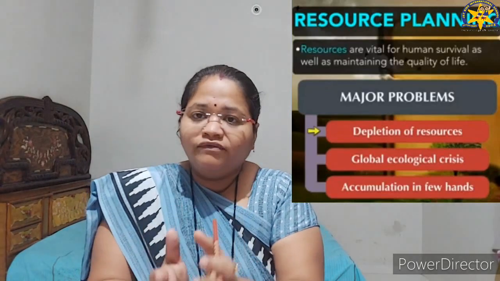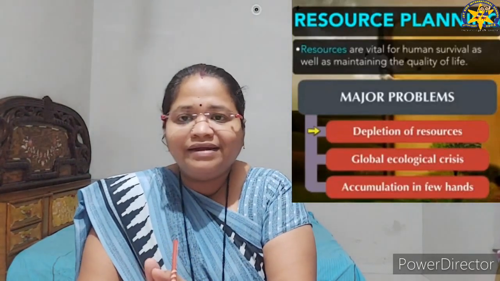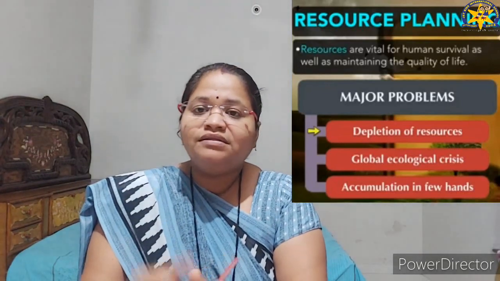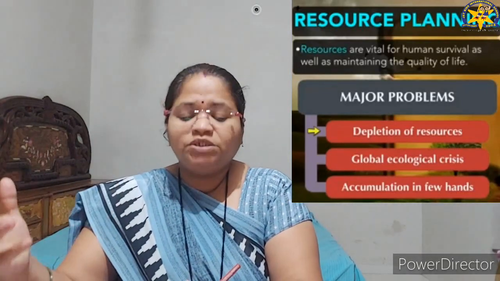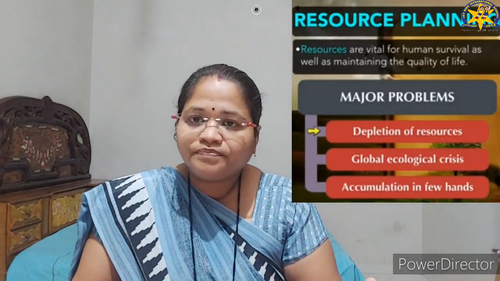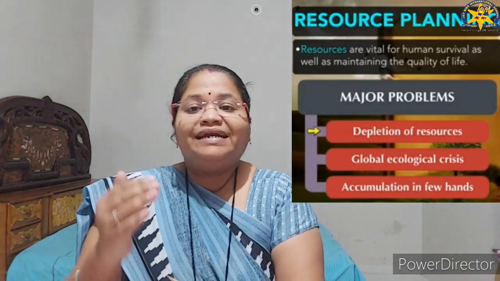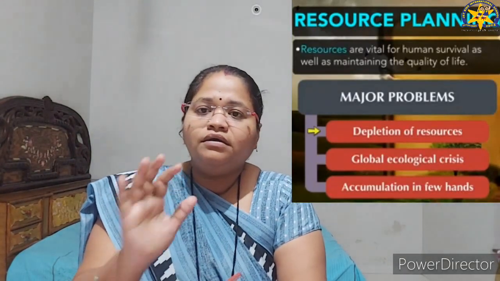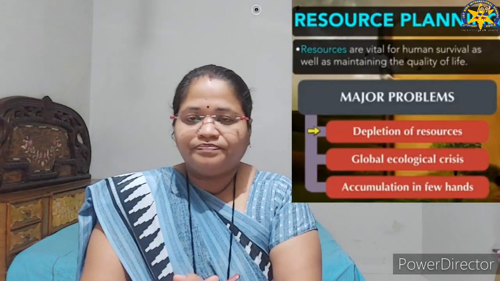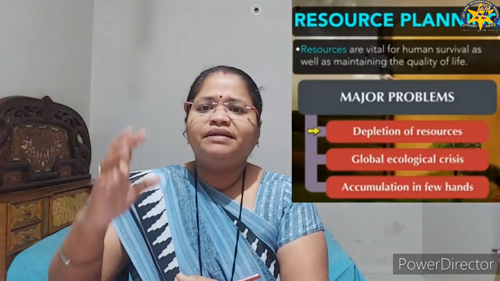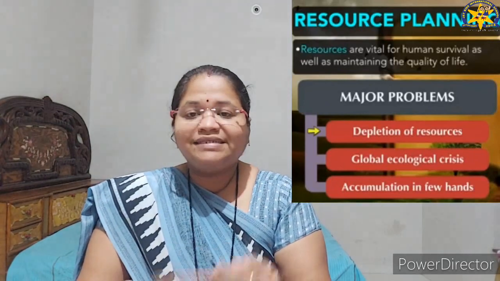Second thing, some of the resources are accumulated in the hands of a few people. Because of that, we are able to see in society, some people are rich, some people are poor, some have, some don't have. So what should be done? That accumulation should be in a proper or balanced way. Next, we are able to see that indiscriminate exploitation of resources has led to it.